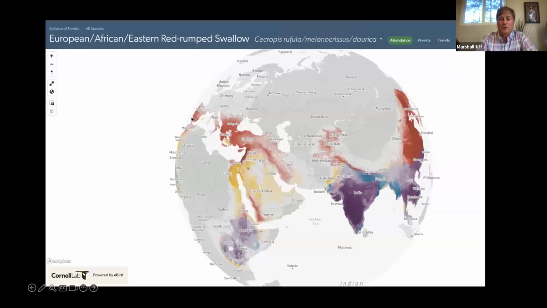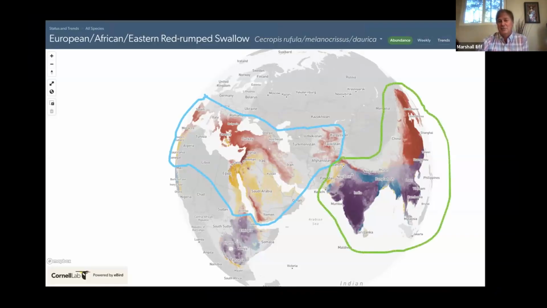For something like red rump swallow, there was a fairly drastic reorganization. Basically what happened was striated swallow was lumped into the more widespread red rump swallow, and then that new red rump swallow was subdivided into different species. But they have pretty distinct ranges. So this blue outline is European red rump swallow, which is Cecropis rufula. The old striated swallow and the migratory East Asian populations were split out as Cecropis daurica, which was the original name for red rump swallow. And then African red rump swallow, basically in sub-Saharan Africa, was split out too.